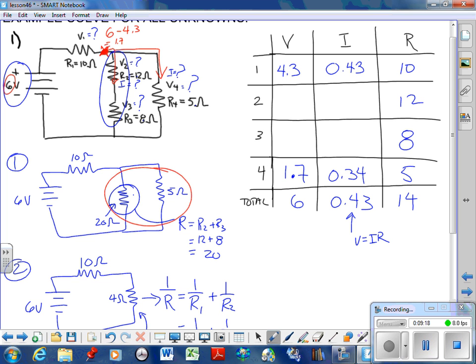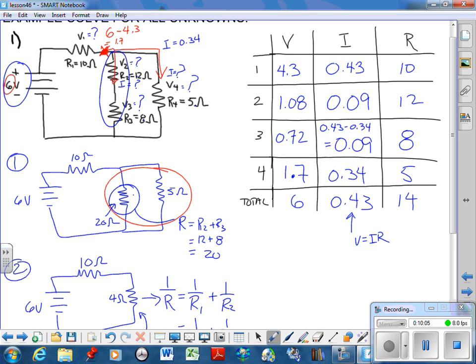So if 0.34 of the current is going in this direction, and I had 0.43 to start with, then I would have the 0.43 minus the 0.34. And since current is constant here, you can't lose current through a circuit. There's going to be the same amount of current, 0.09, going through each of resistors 2 and 3. And now if I know the current going through there and I know the resistance, I can calculate how many pretzels I have to eat at each stage here. The 12 times 0.09 is 1.08. And the other one, 0.09 times 8, is 0.72.